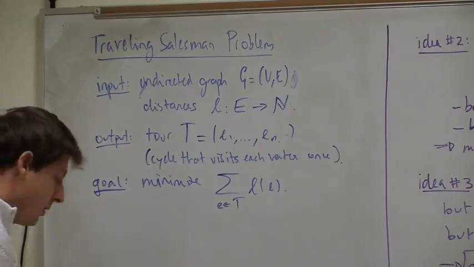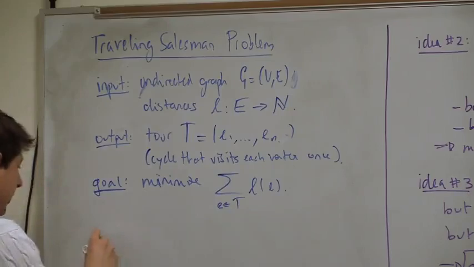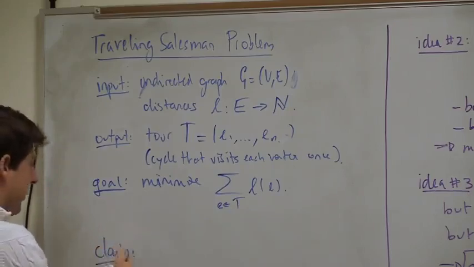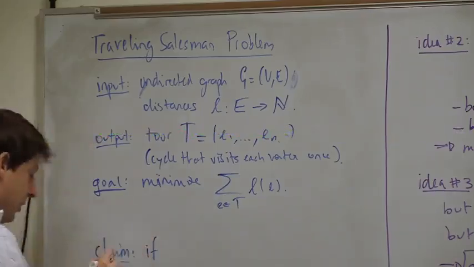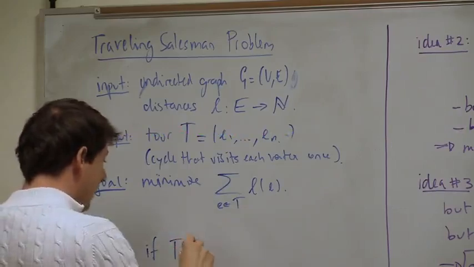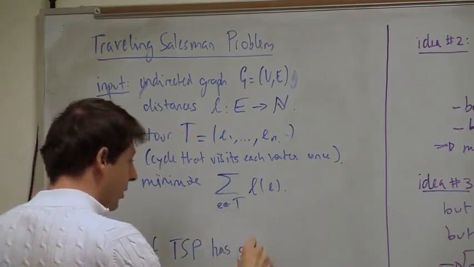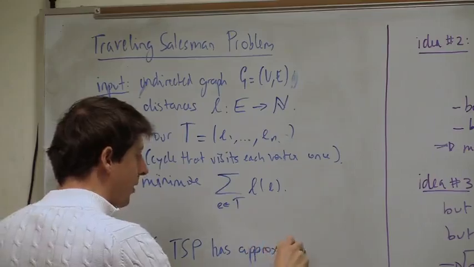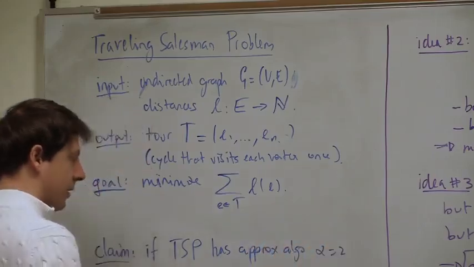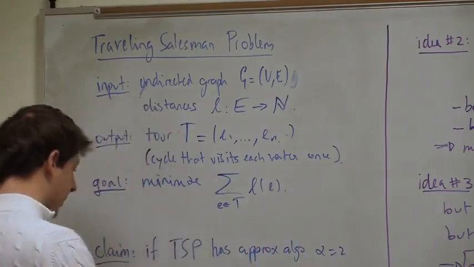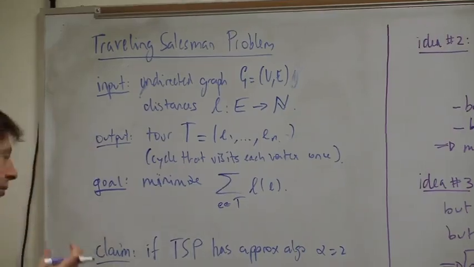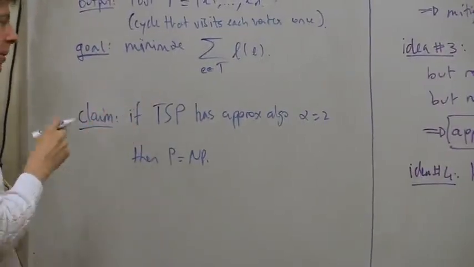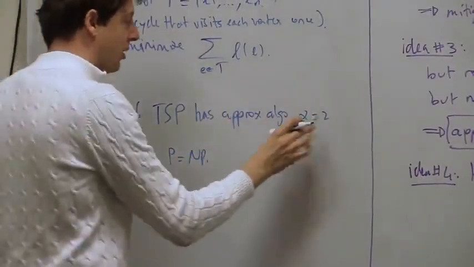So we're going to prove something pretty strong. We're going to start with something maybe not stronger, then we'll make it stronger. We're going to say that if TSP has an approximation algorithm where alpha is 2, then P equals NP. So we don't believe that P equals NP, so therefore we should not believe the traveling salesman problem can be approximated with an approximation ratio of alpha equals 2.